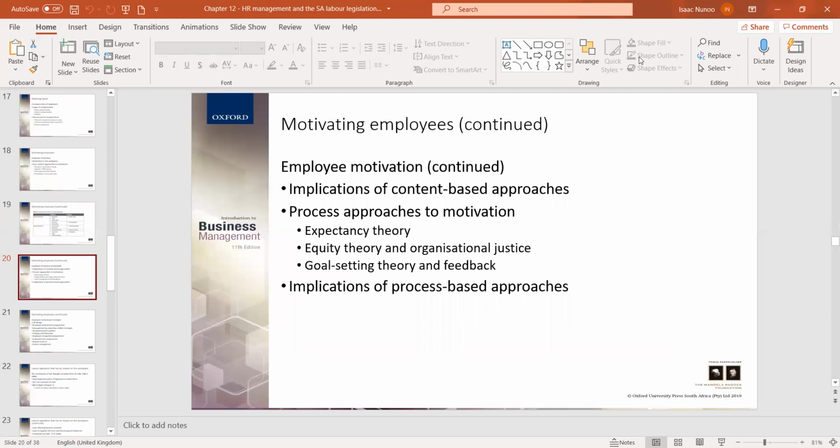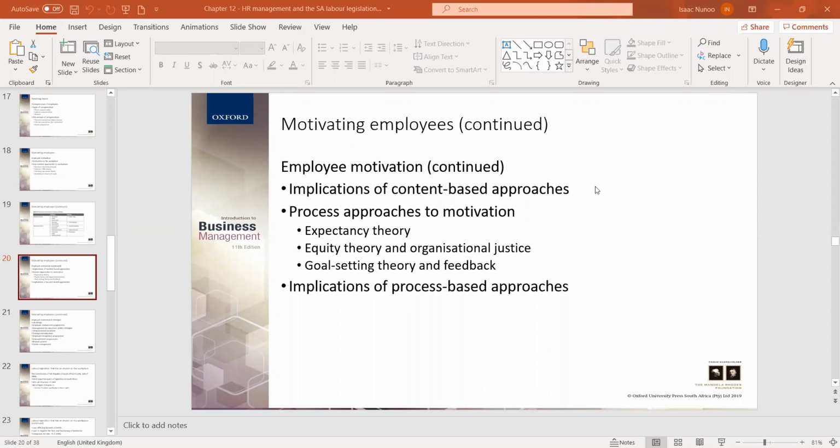We also move on to talk about some of the theories of what we call the process-based approach: the expectancy theory, the equity theory, the goal-setting theory, and feedback. But before we move on, we can also discuss some of the implications of the content-based approach.